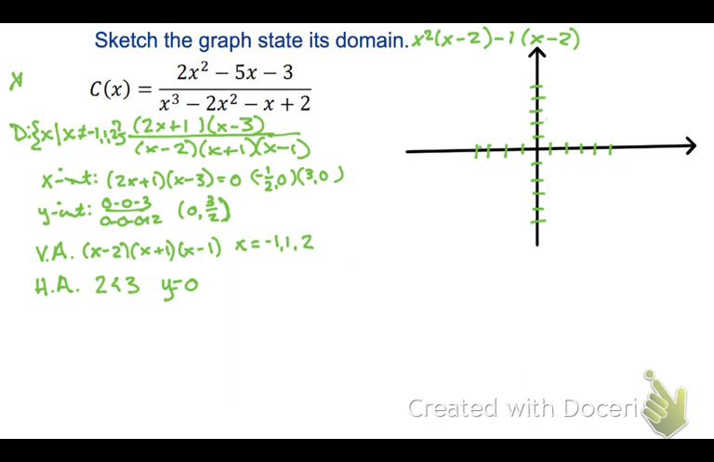So x-intercepts at -1/2 and 3. And y-intercept at 3/2. Vertical asymptote at -1, 1, and 2. And horizontal only affects the outside at 0, right?